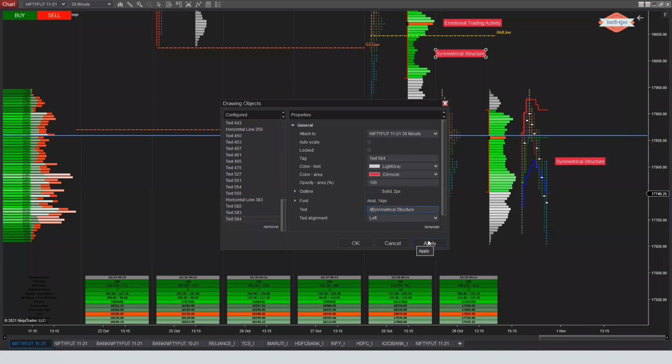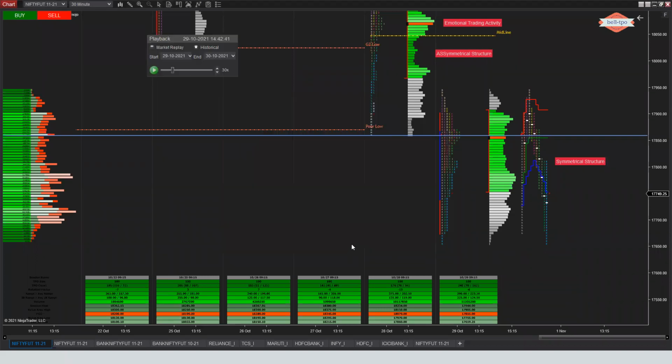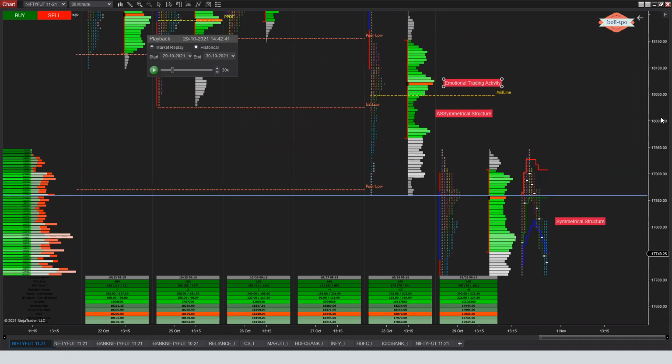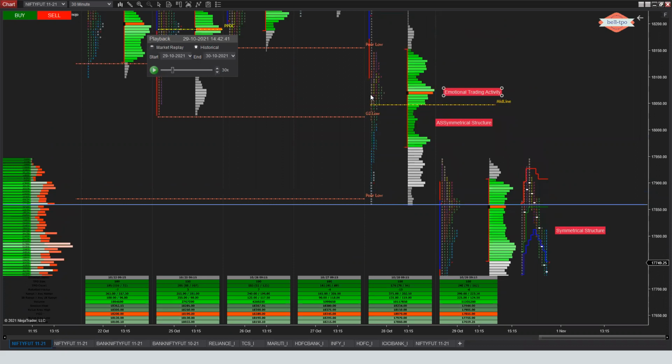Now, what is so important about an asymmetrical structure? As I said, some of the asymmetrical structures can be emotional trading days also. It is an emotional trading day, by the way. And the point of control also did not migrate. If you see, the point of control got touched only how many times? 6 times only. Anything less than 7 times, 6 times, 5 times, 4 times, it is more of an elongated structure. So the price itself keeps on falling down.